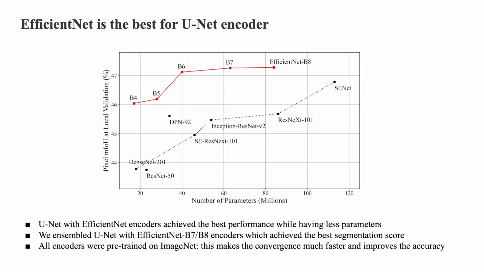Regarding the first part, we found that EfficientNet is the best for U-Net encoder. This figure indicates U-Net with EfficientNet encoders achieve the best performance while having less parameters compared to other networks. We ensembled U-Net with EfficientNet B7 and B8 encoders, which achieve the best segmentation score. All encoders in the figure were pre-trained on ImageNet. This makes the convergence much faster and improves the accuracy.